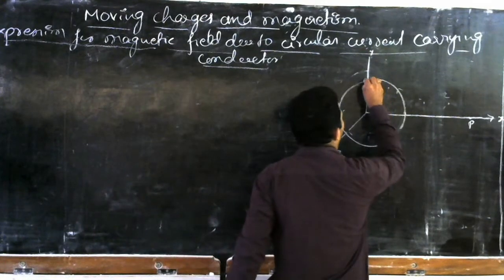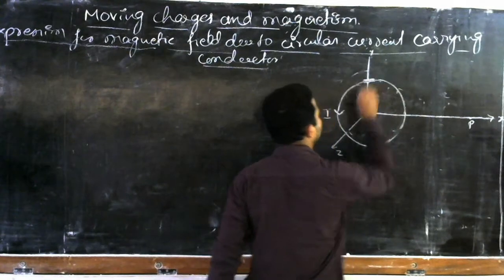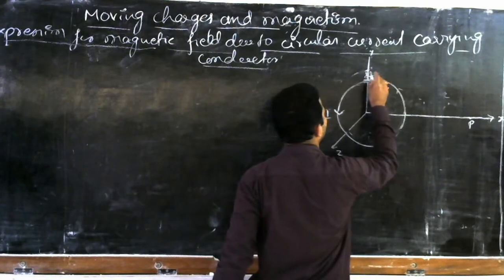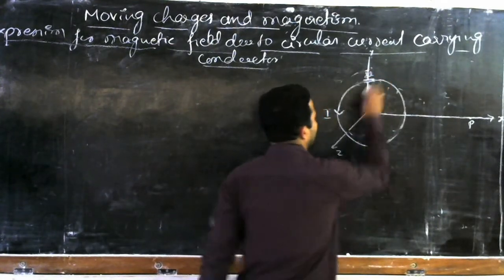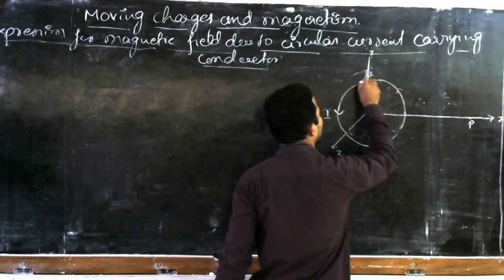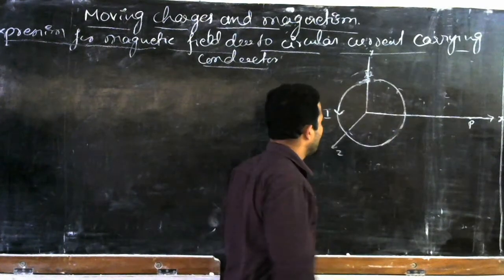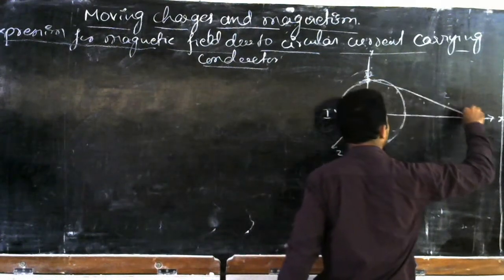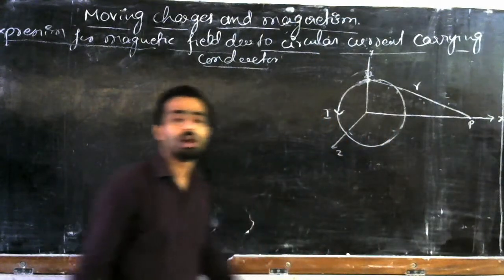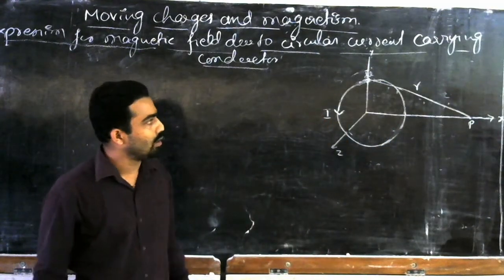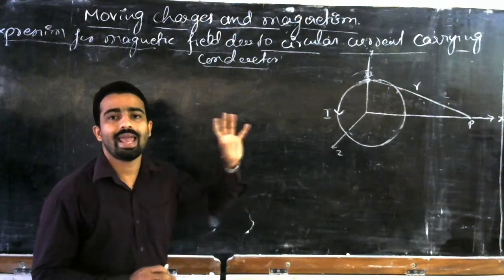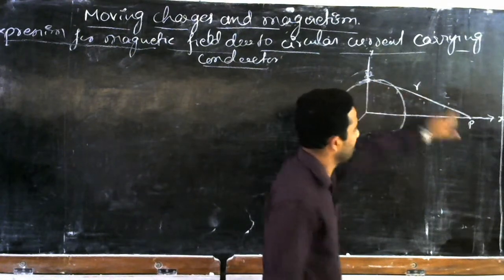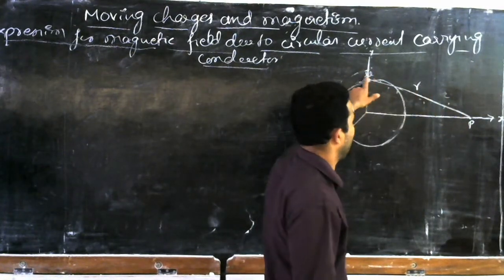Now let's take a small element here. As I told, this is a small element I am taking. Length of this is dl. We are trying to find the magnetic field at the point P, that is at a distance of r. You should remember the concept of the Biot-Savart law. In that, we have drawn the distance r, which is from the element to the point P. In the same way we have drawn here, r is the distance from this element to the point P.